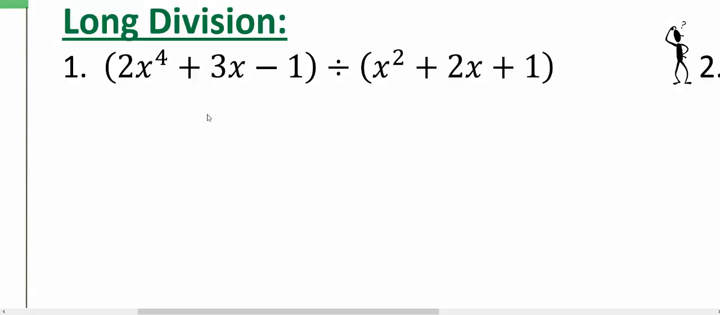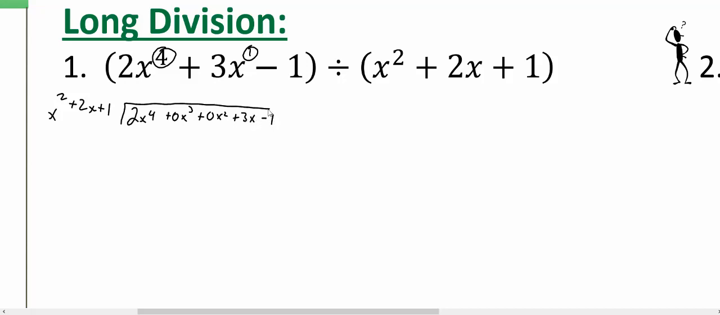Okay, here's the deal. Whenever we're dividing, we take the divisor and write it over here: x squared plus 2x plus 1. We are now going to divide like we did back in, I don't know, 5th grade. Now, if I look at the dividend, there's a 2x to the 4, and this is really a 1. Because I skipped degrees, like 3 and 2, I have to write those. So it's 0x to the 3 plus 0x squared plus 3x minus 1.